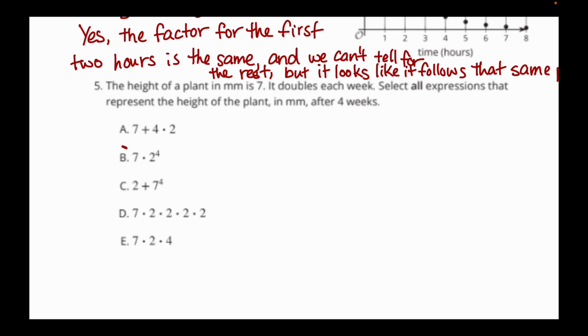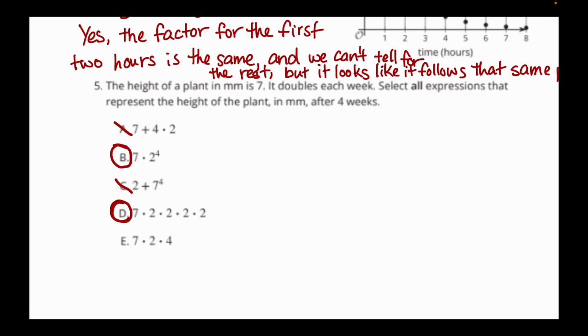So first off, B is going to be correct because this would be the original 7, and then we'd be multiplying it by 2 every week for 4 weeks. And so this is the format we would use for our exponentials. We wouldn't be adding 4 times 2. That would just be like times 8 or 7 plus 8. And that would be if it was growing by 4 millimeters each week or growing by 2 millimeters for 4 weeks. The other expression that works here is D. This one is multiplying it by 2 every week.